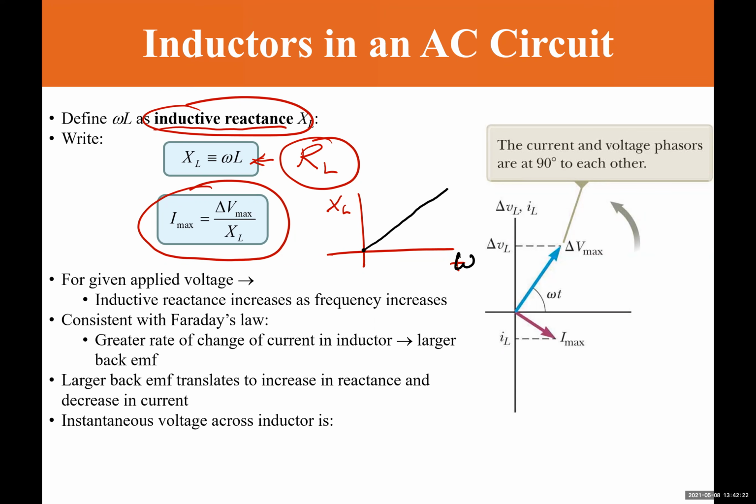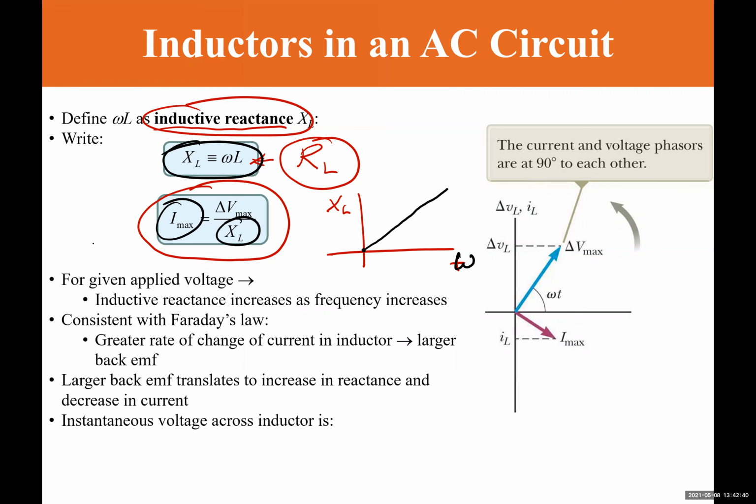That means, if you want to decrease the resistance in the circuit and increase the current, you don't have to replace the inductor. All you have to do is just dial the frequency down, and then the opposition to the current in the inductor decreases, and that means you have more current in the circuit, which you can see, right?